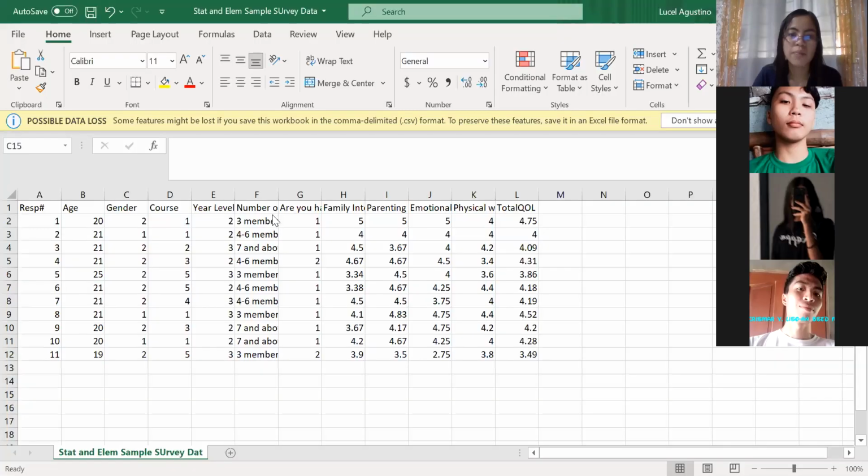For example, this one, number of family members. So 3 members is one group in my data cleaning. Then 4 to 6 members, and then 7 and above. It depends on you what you want. As long as there are 3 or more groups.